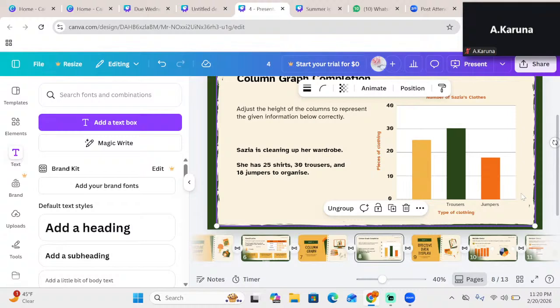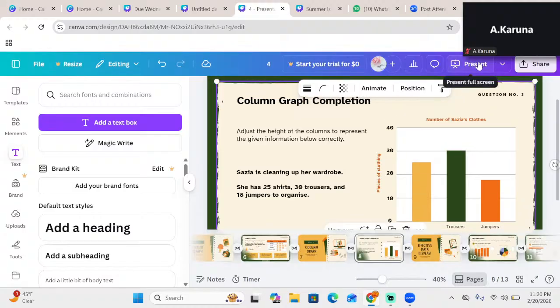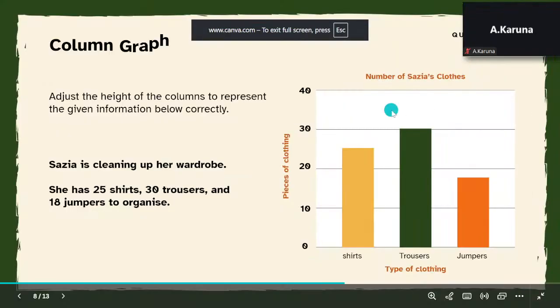It doesn't have to be perfect. It's just an estimate because we don't have the perfect notations here, so you just have to estimate it. Okay? Let's move on.